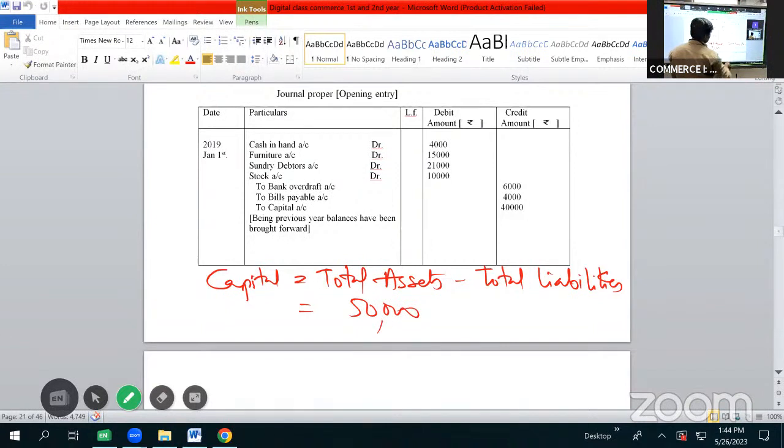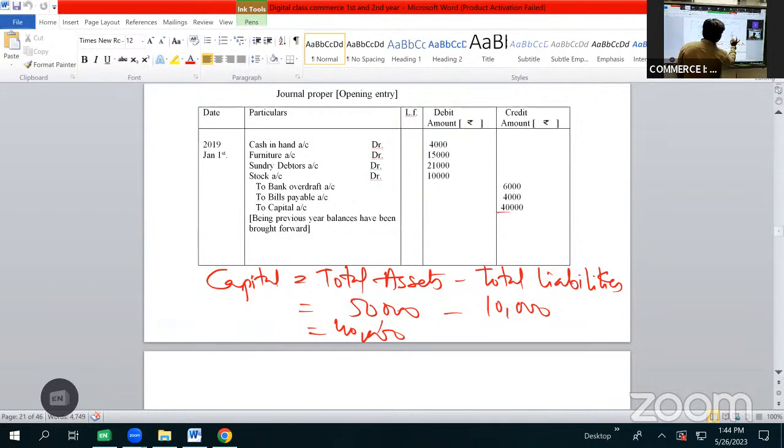Now we'll be doing the total on credit side. 6 plus 4, it is 10, 10,000. Now subtracting the value of liabilities from the value of assets. So 50,000 minus 10,000, it is 40,000. So this is our answer, which we'll be writing here as to capital account 40,000. So this is our answer, which is not specified in the question.